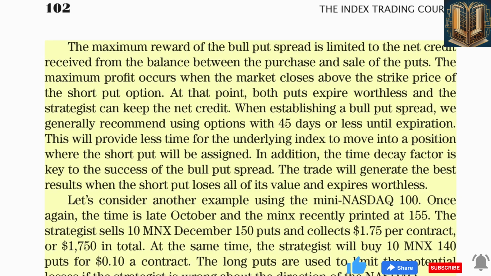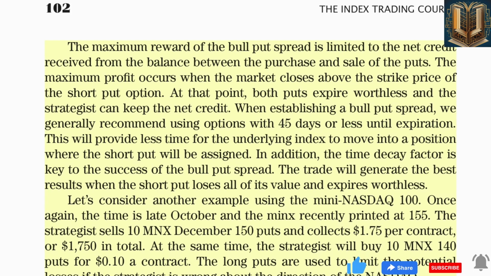The maximum reward of the bull put spread is limited to the net credit received from the balance between the purchase and sale of the puts. The maximum profit occurs when the market closes above the strike price of the short put option. At that point, both puts expire worthless and the strategist can keep the net credit.